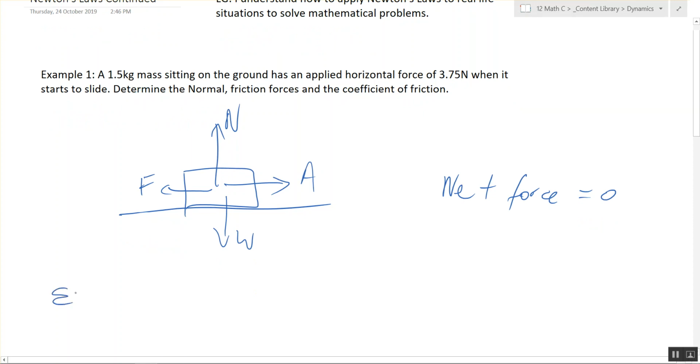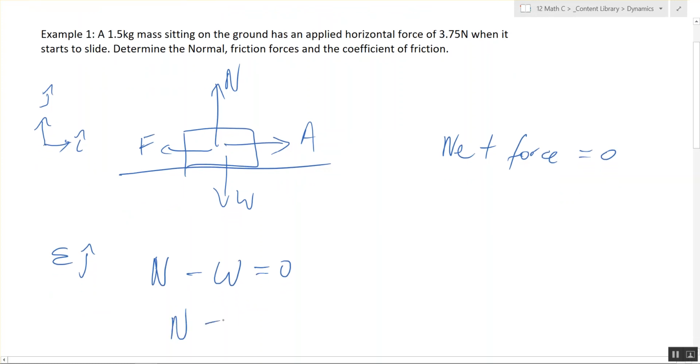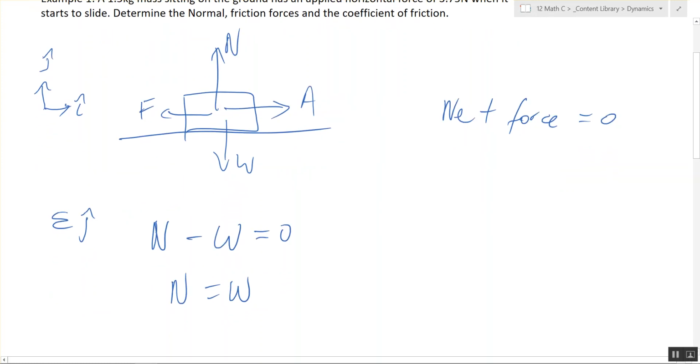We sum the forces. Sum the j's. If that's the positive j direction, what's positive? And what's negative? All right, so N equals W, because the net force is 0. Therefore, what's W?